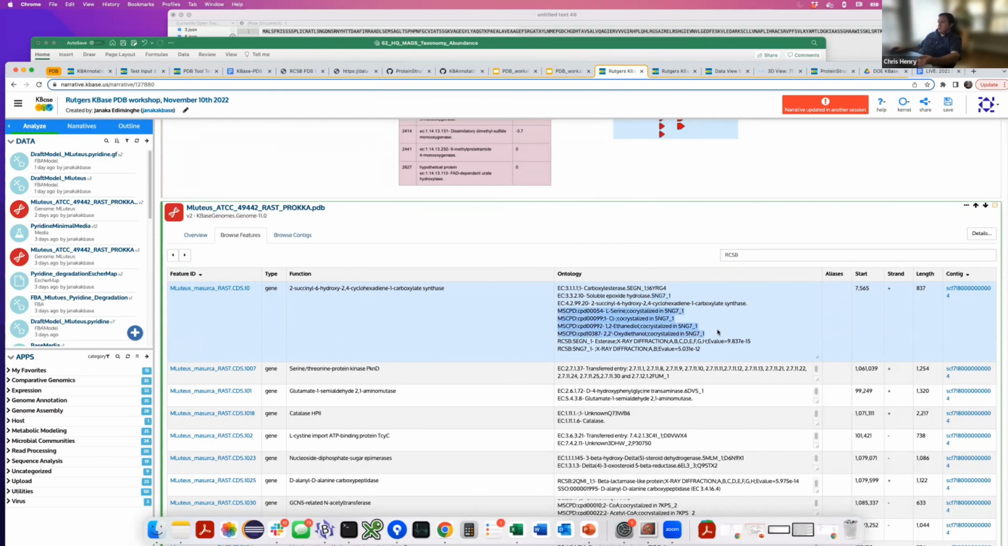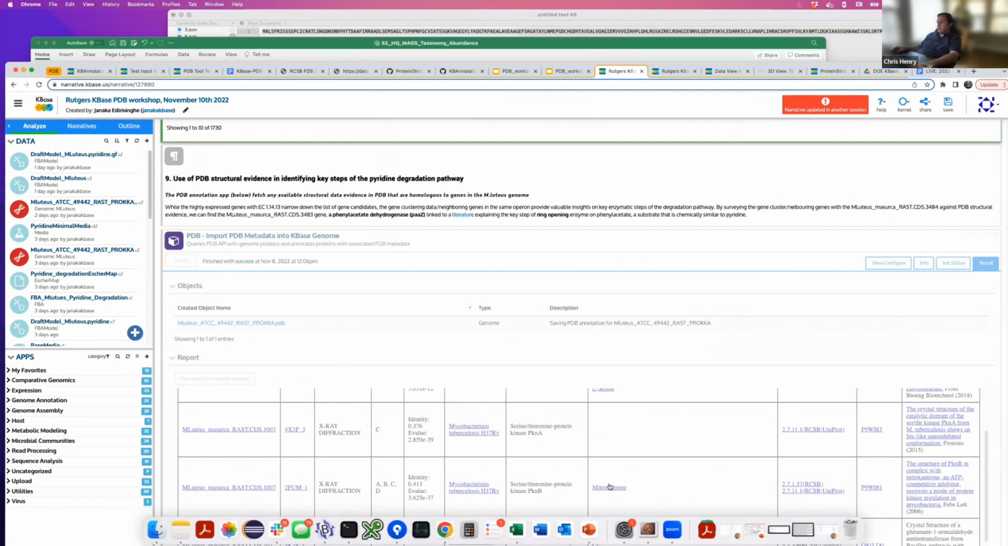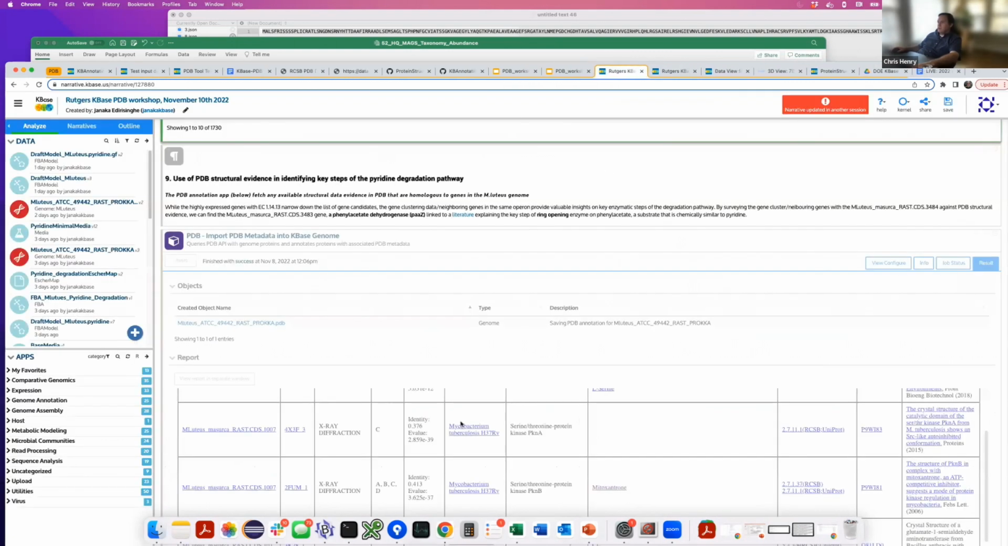It also sticks the co-crystallization information in here in the form of the model seed compound IDs. And as QZ showed, if you click on these compound IDs, it takes you to the model seed site with a picture of the structure and all the compound information and any reactions that compound is involved in.